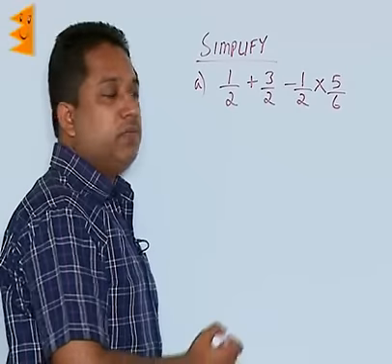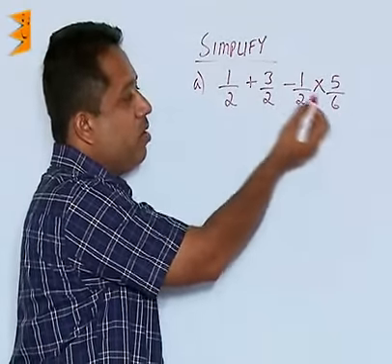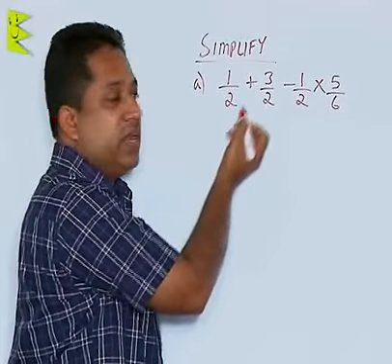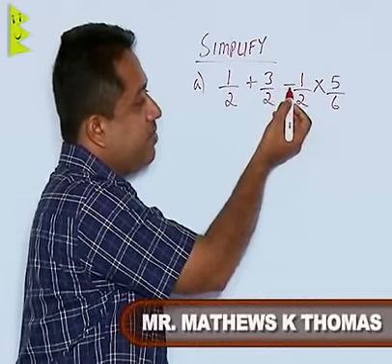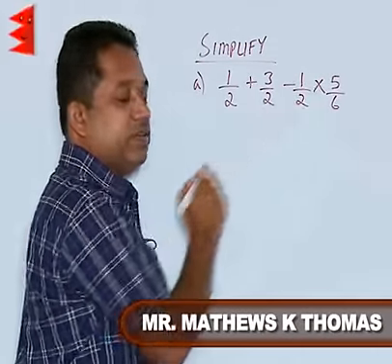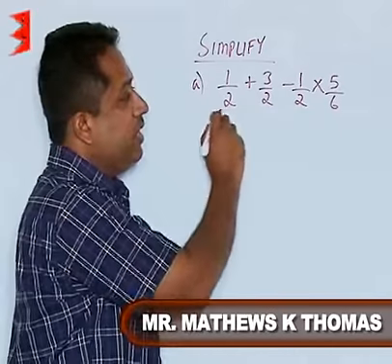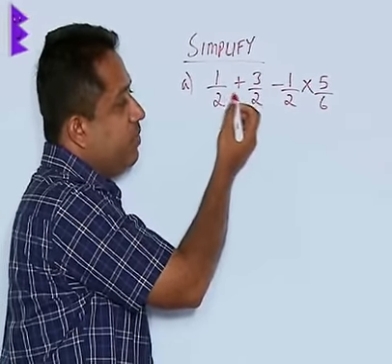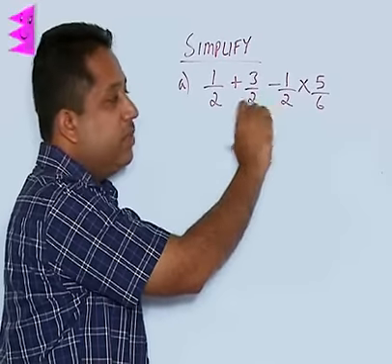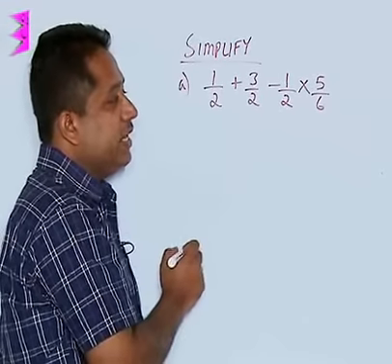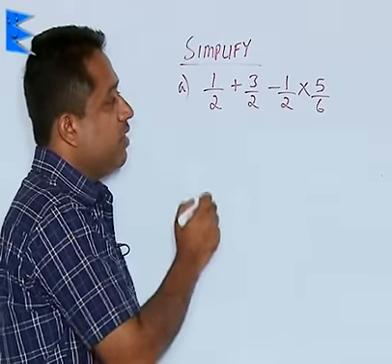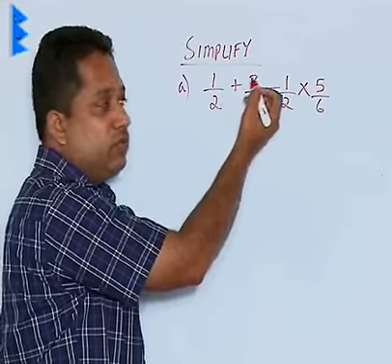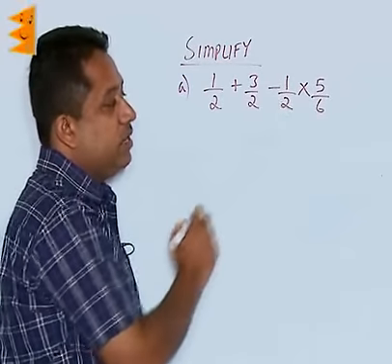Now let's consider some questions where there are many operations in the same question. We have an addition sign here, a subtraction sign here, and a multiplication sign here. We find that we will have to take out the LCM in case of addition and subtraction, and multiplication we have seen we can do directly. Now what are we going to do first? Are we going to add first, or subtract first, or multiply first?